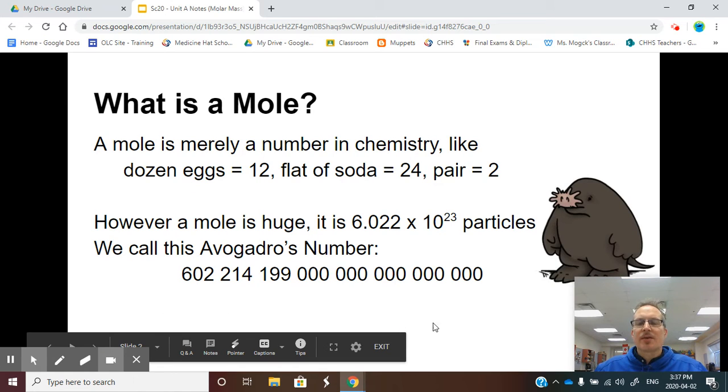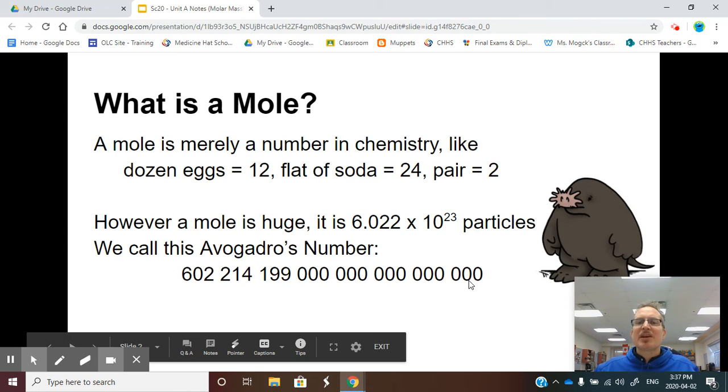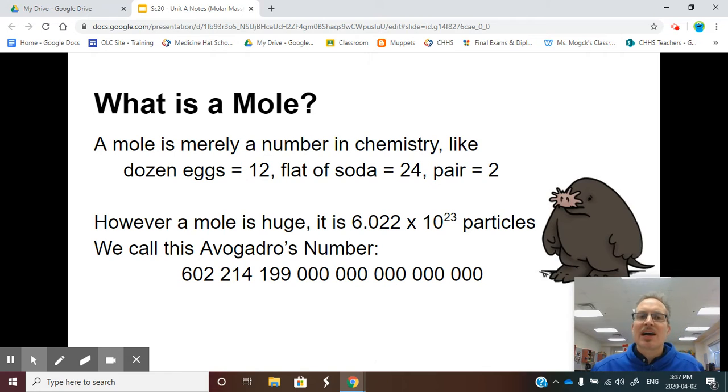Okay, if we take a look at it, a mole is merely just a number in chemistry. Kind of like you think of, hey, a twin is 2, a flat of soda pop would be 24, a dozen eggs is 12. A mole is a very, very big number, 6.022 times 10 to the 23rd particles. Or this big long thing, if I take it out of scientific notation, this is what we call Avogadro's number.